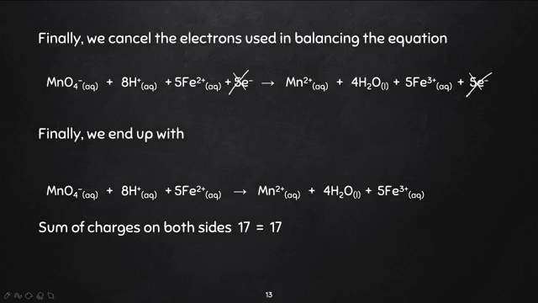Now you see the reason why we had to cross multiply the two equations by the stoichiometric coefficients of the electrons. Now we're able to do that. We're able to cancel out the electrons, and finally we end up with this equation.